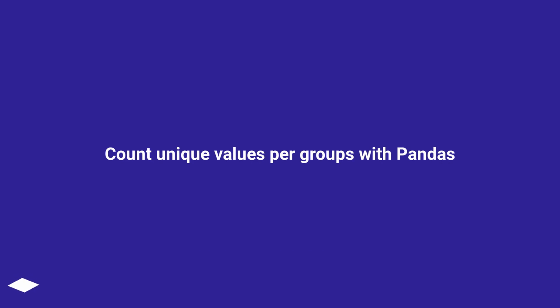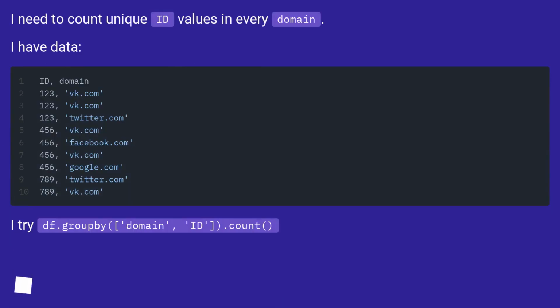Count unique values per group with pandas. I need to count unique id values in every domain. I have data. I try df.groupby('domain')['id'].count().